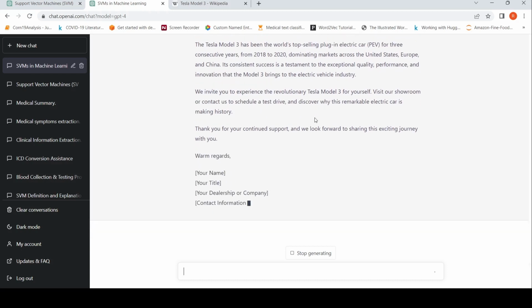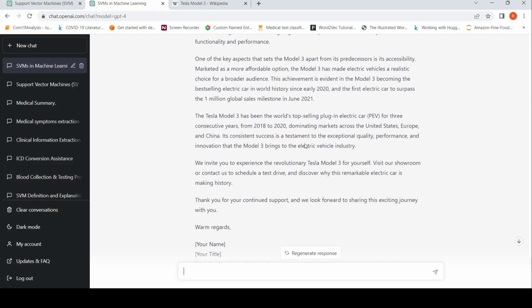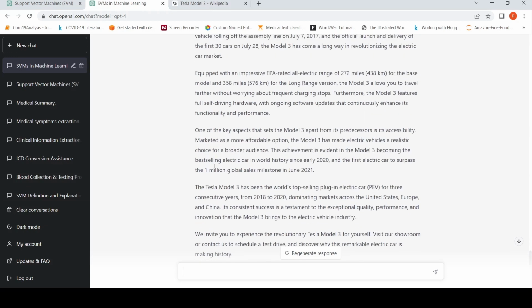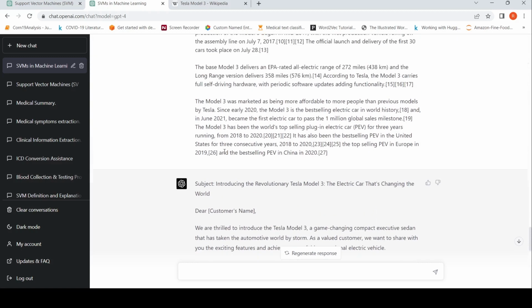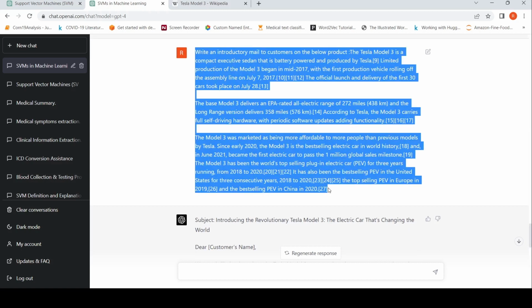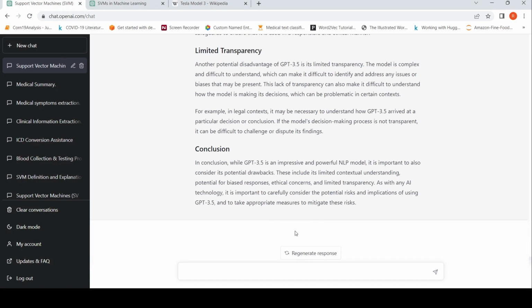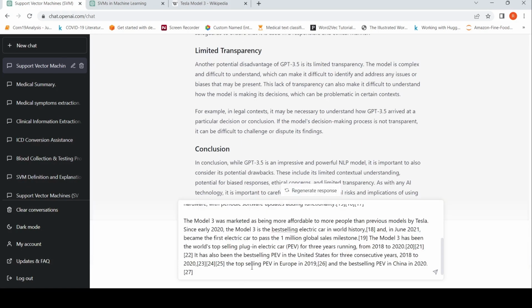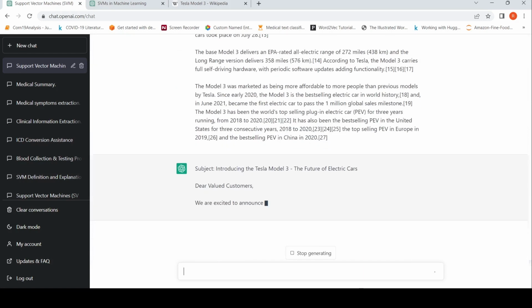Okay, it quickly creates your name, your title, your dealership or company, contact information. So I like this template in the way in which it has generated this email. But certain statements we need to check before we send it, because we wouldn't want certain sentences in this text. But this makes life a lot easier. Okay, what I will do is copy the same content and try this with GPT 3.5. Let's see what kind of mail gets generated over here.